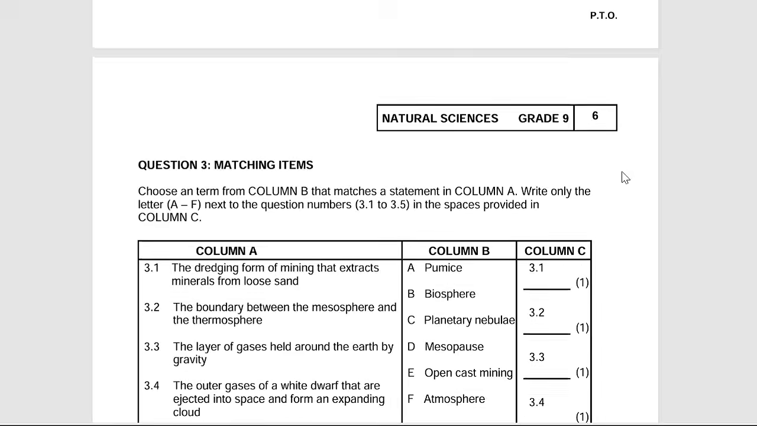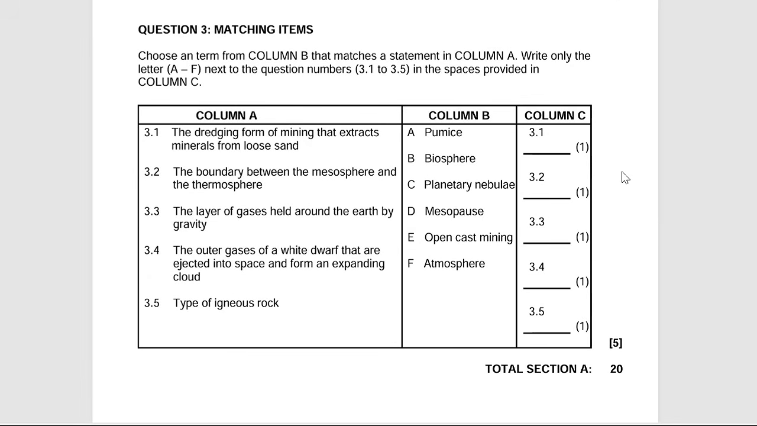Then we proceed to question 3. It says matching items there. So we're supposed to choose a term from column B that matches a statement in column A, and then write only the letters A to F next to the question number. For example, 3.1 to 3.5 in the spaces provided in column C. So our answers should be in column C there, right?